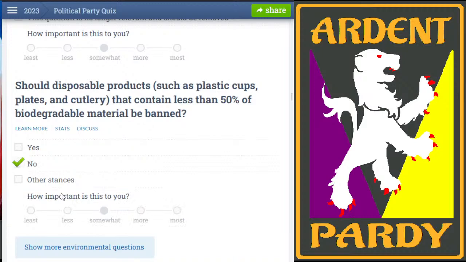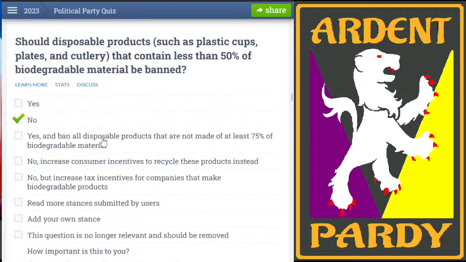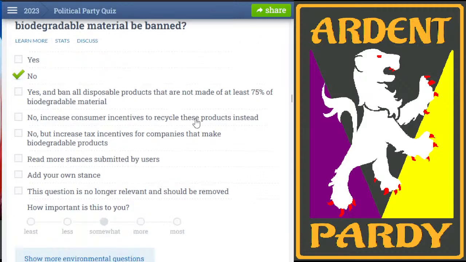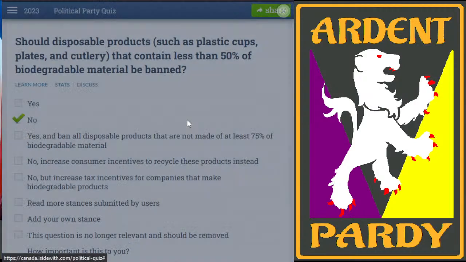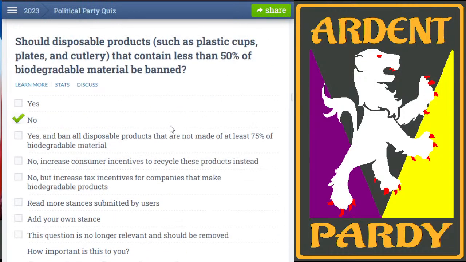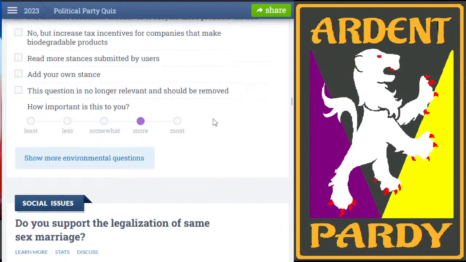Should disposable products that contain less than 50% of biodegradable material be banned? No, they should not. Ban all disposable products that are not made of at least 75% degradable. No. Increase consumer incentives to recycle. No. Increasing the consumer incentive to recycle does not create more recycling areas. Increase tax incentives for companies that make biodegradable. No, we don't tax them harder, or don't tax them less, I should say. Is there a single other stance? This is really irritating. There is not. Okay. How important is this one to me? We'll put this up at more.